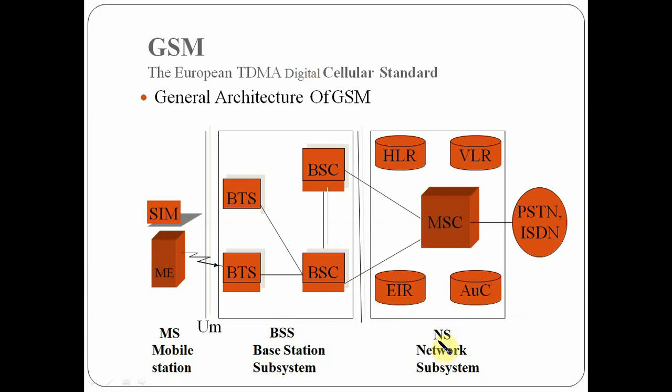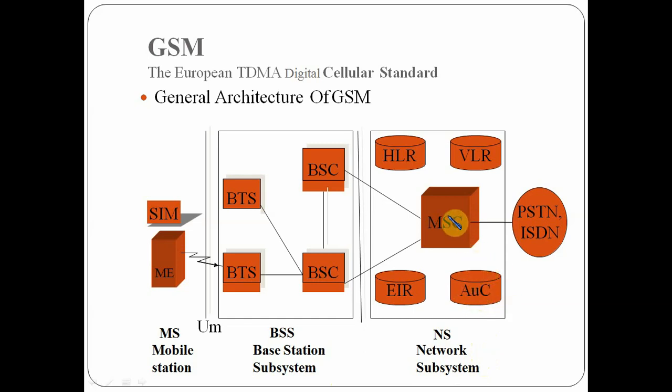Another one is the OSS, that is the operation and support subsystem. There are different elements of the GSM. It is a network operated together. The NSS contains a variety of different elements and is often termed the core network. It is the essential data network with various entities.